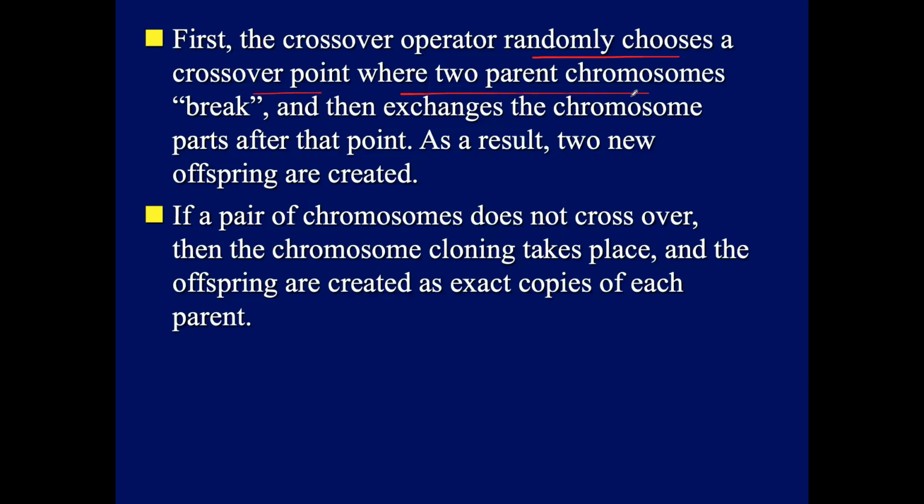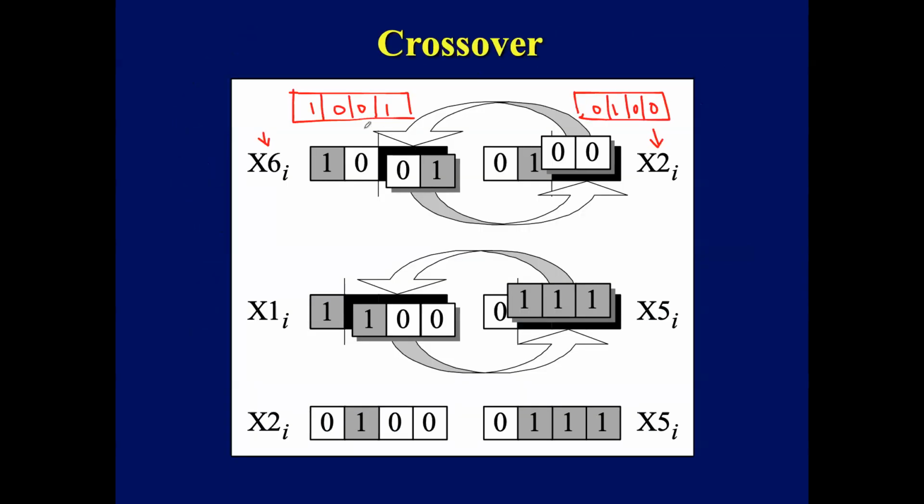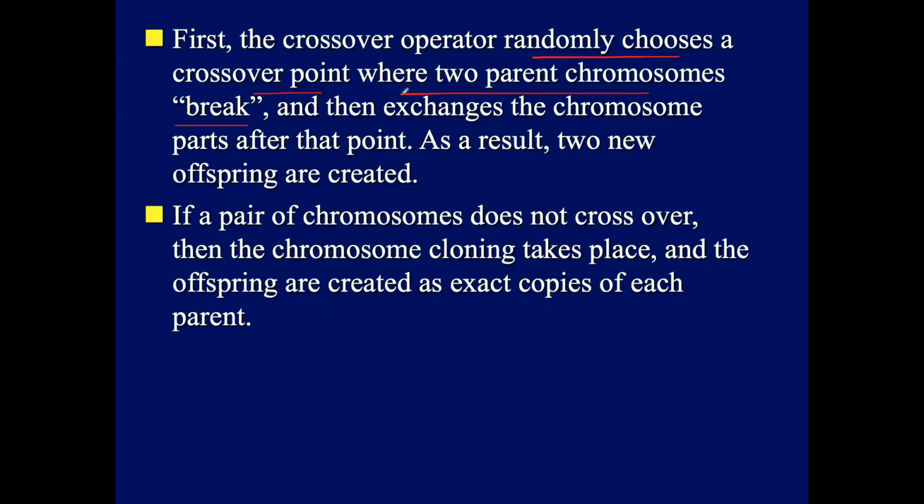point where 2 parent chromosomes break. Okay. So here, the crossover point is the midpoint of each chromosome, like at that point. So here we can break the parent chromosomes at that midpoint. Likewise, this one, we can break it at that midpoint. So then we exchange the chromosome parts after that point.